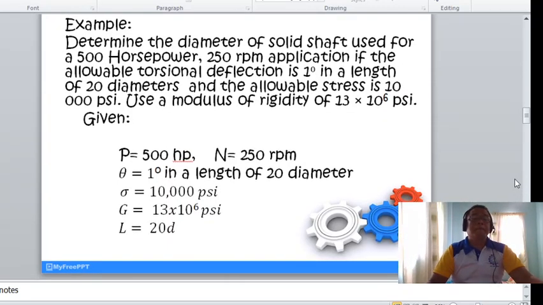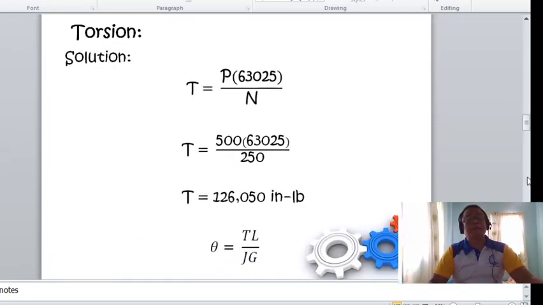Now we have the solution. Torque equals power multiplied by 63025 over N. Take note, class, that the given is in English units, so that's why we use that formula. Substituting values, 500 multiplied by 63025 divided by 250, the torque is now 126,050 in-lb.